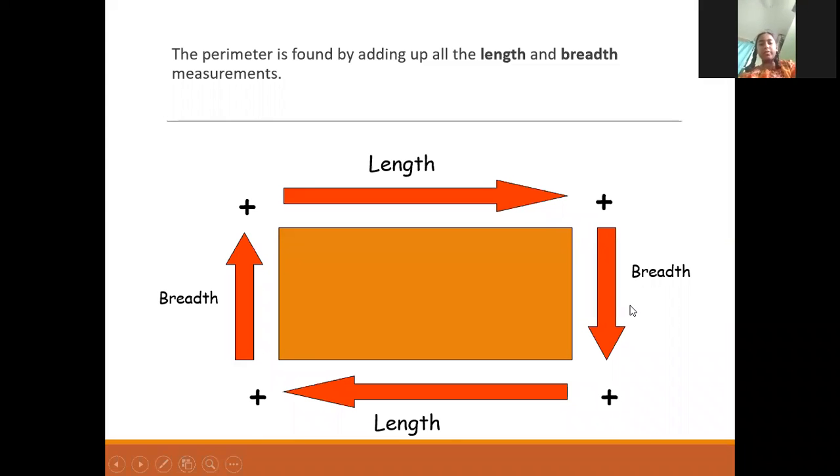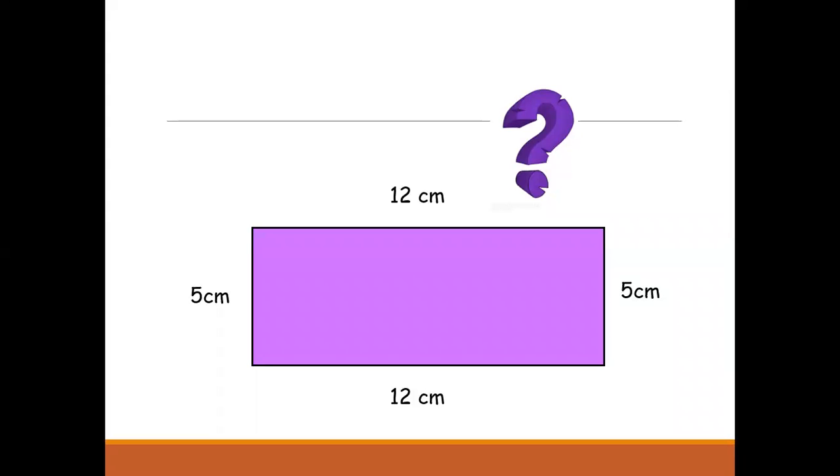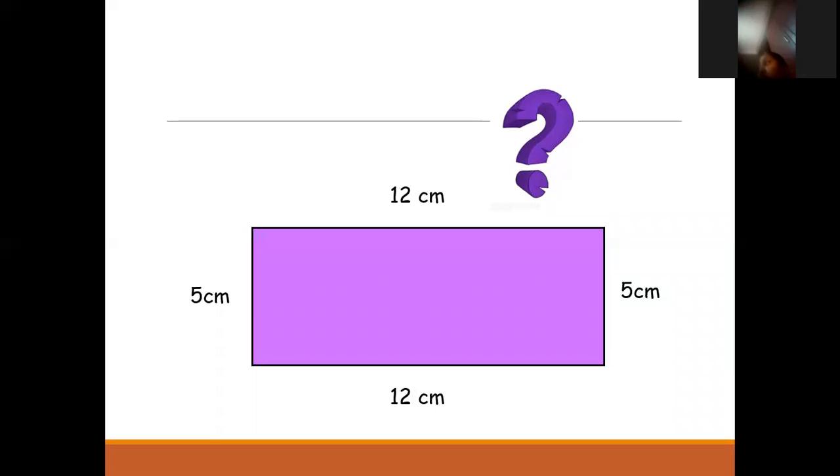So when you want to find the perimeter of a rectangle, you are adding all the sides and giving the answer. Now, for example, what will be the perimeter of this? Don't write, I will tell you. 12 centimeters, 5 centimeters. Then this will be 12, this will be 5. Perimeter means sum of all sides. 12 plus 5, 12 plus 5, which gives 34 centimeters.